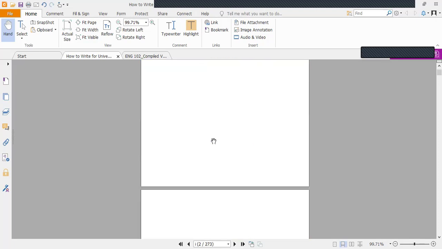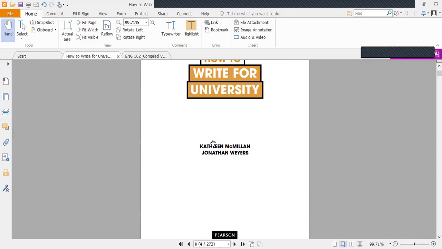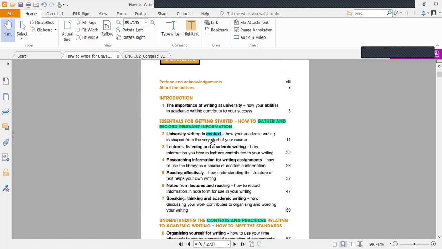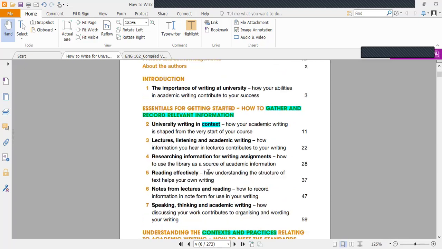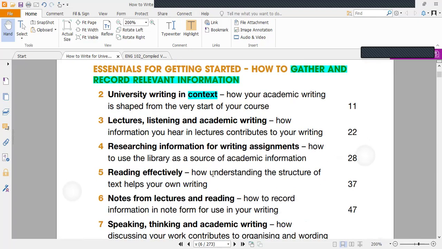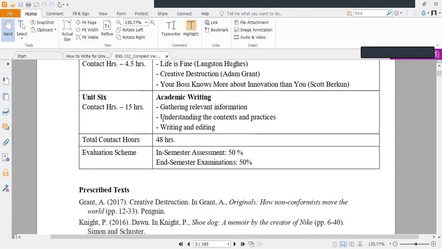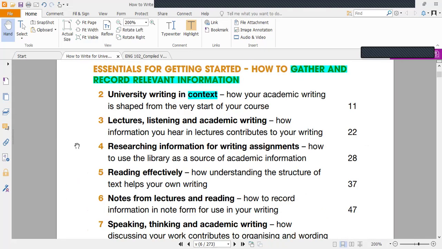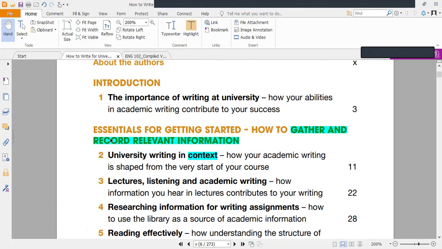Now let's get into the book and learn more about the book. So let's begin with the table of content and see what we have to study. In your curriculum, we have the first chapter as gathering relevant information. And if you come to the first section of the book, introduction, essentials for getting started, how to gather and record relevant information. So this is the chapter which is in your course.